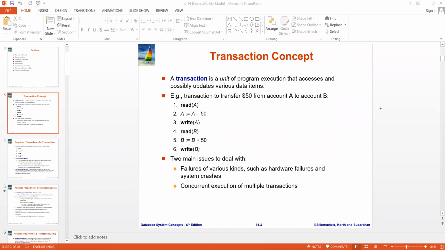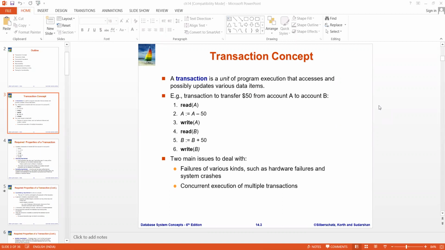Okay. Now read B data item. B is equal to B plus 50. So if B is 100, it will be 150 and it will be stored as 150. So A is now 50 stored, B is now 150. Both were 100 initially.